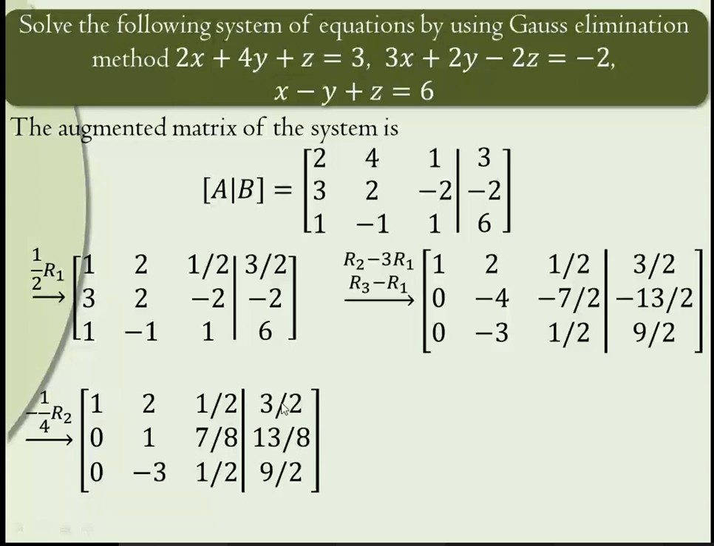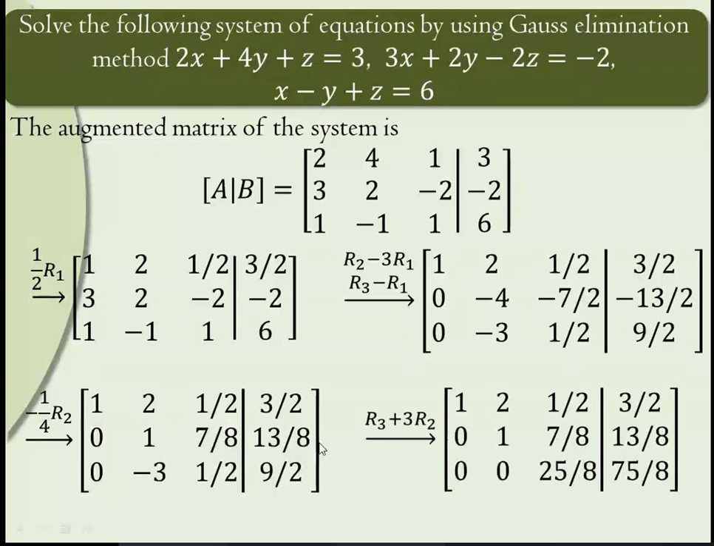Now we want to remove y. So to remove y, we have to make 0 here. And to make 0 here, make use of this second equation. It will be R3 plus 3 times R2. Okay, multiply this by 3 and add it to this. By that, this becomes 0. And that can be done by third row plus 3 times second row. So the next operation will be R3 plus 3R2. Okay, so now you can see that it becomes an upper triangular matrix.